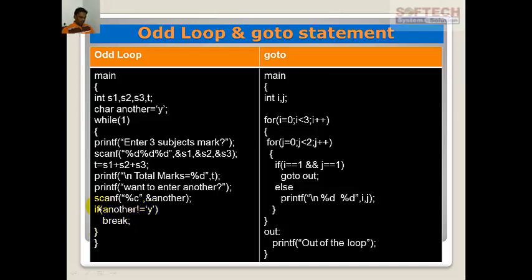So false means it comes here, it continues the loop. Then it asks another 3 subject marks. Then it sums the 3 marks. It displays the total. Then it asks, want to enter another?